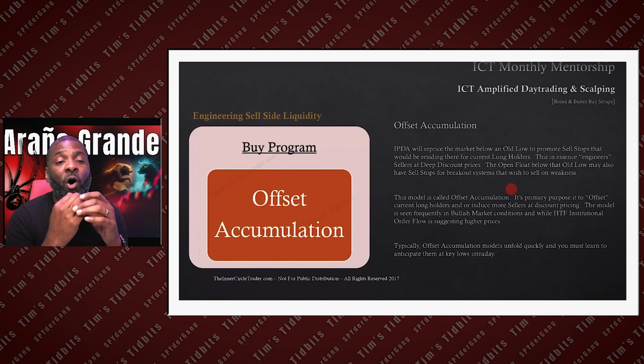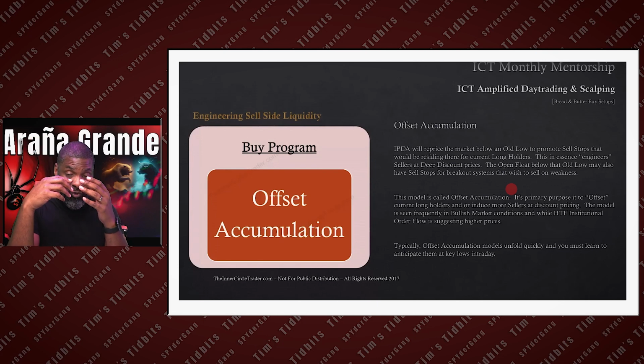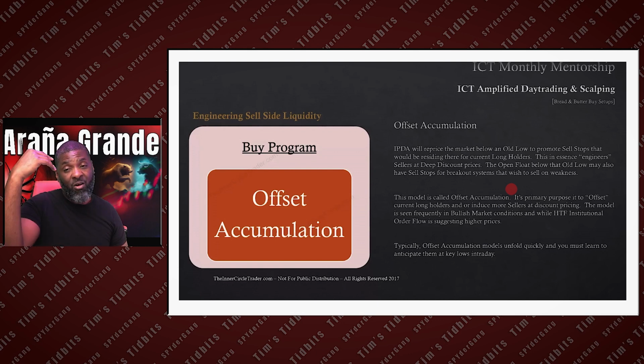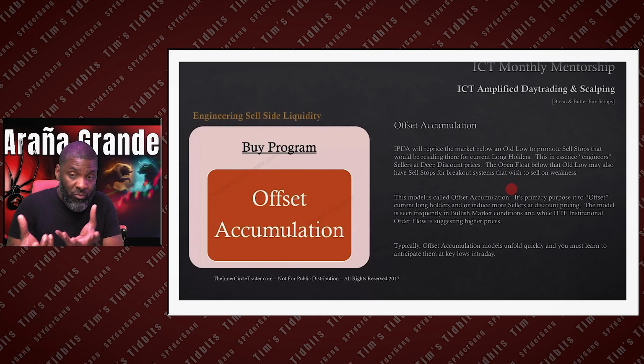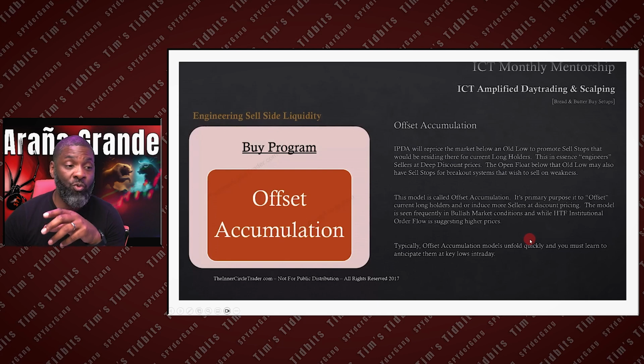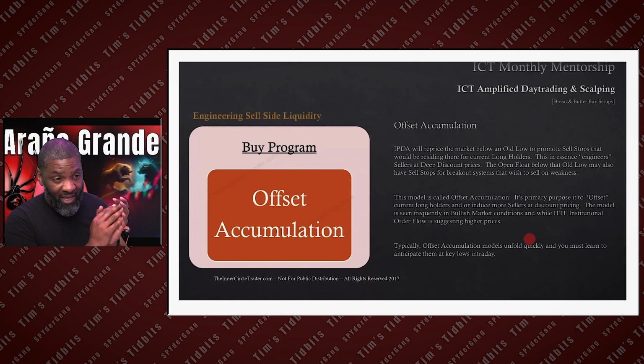The open float below the old lows may also have sell stops for breakout systems that wish to sell on weakness. Remember the breakout traders: you got sell stops sitting down there for people that are already in longs, and you got sell stops sitting down there for people who want to get short on a breakout, right? So the open float is just the liquidity pool with open orders sitting down there waiting to go short on a breakout. This model is called offset accumulation. Its primary purpose is to offset current long holders and or induce more selling at discount prices.